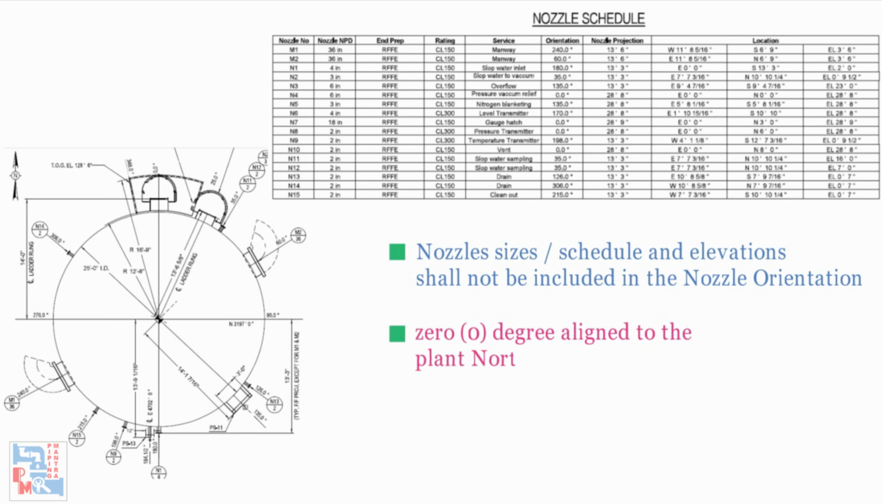Requirements highlighted in PDS, that is process data sheet, and MDS, that is mechanical data sheet, shall be taken care of before release of the nozzle orientation. Nozzle orientation for columns shall take care of the column internal drawings. For tray column, information for odd and even downcomers shall be mentioned in nozzle orientation.